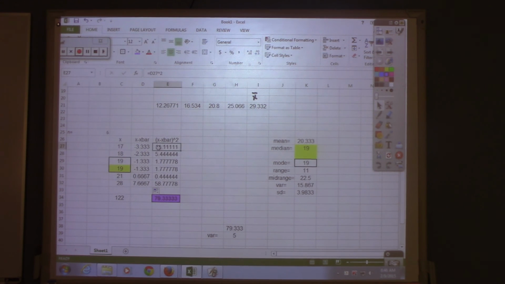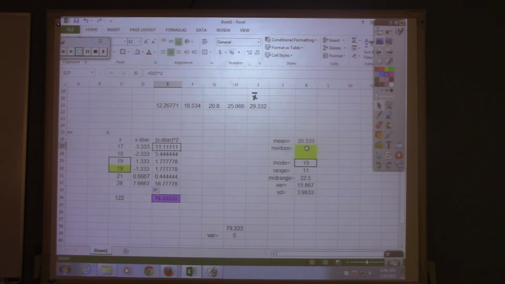And of course that 3 squared is 9, so that's about right. 2 squared is 4, so that's about right. 1 squared is 1. 0.66, that's 0.7, so that'd be 49, so that's about right. And that's close to 8, that'd be around a little less than 64, so that's about right. And you add all those up, and that's that.